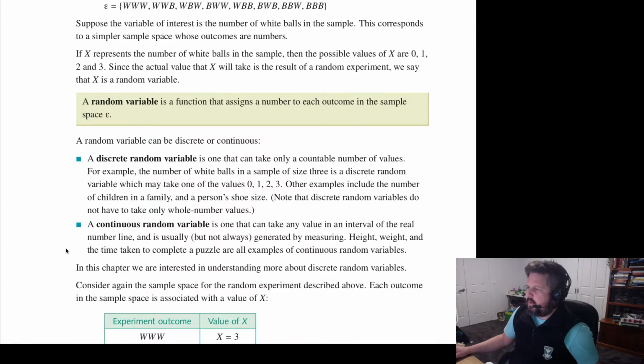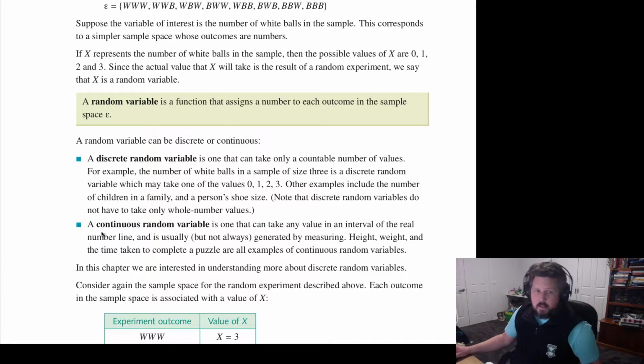Now, what you should know is that a random variable can be either discrete or continuous, and we've spoken about discrete random variables before, where it can take on only a countable number of values. Some examples that they've said here is it could be the number of white balls in the sample space, which can be counted. You can count it with either 1, 2, or 3. Other examples you can count as well as number of children in a family, and also a person's shoe size. It says here, note that discrete random variables do not have to take on a whole number value.